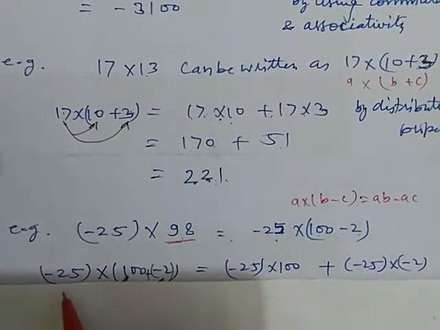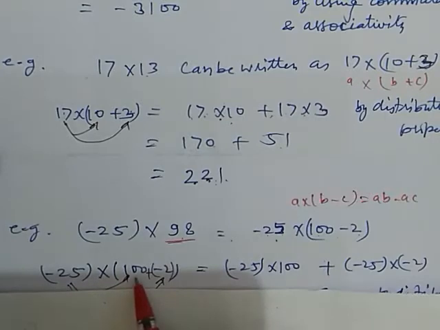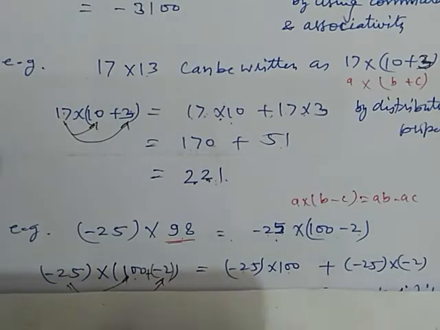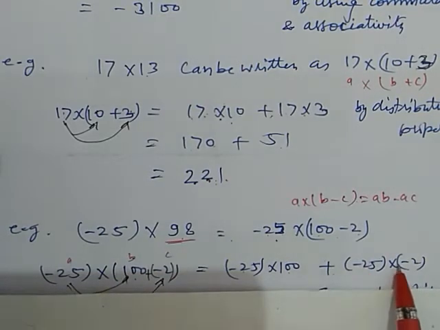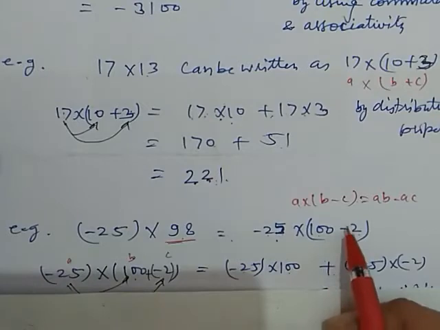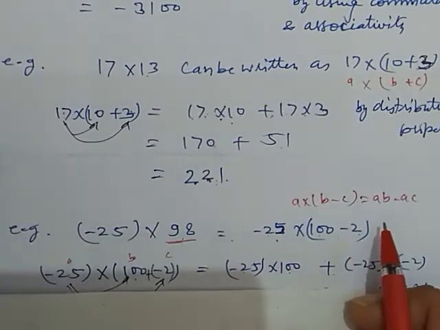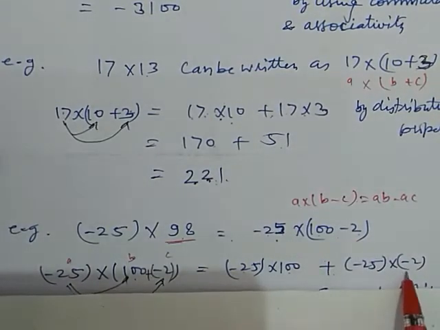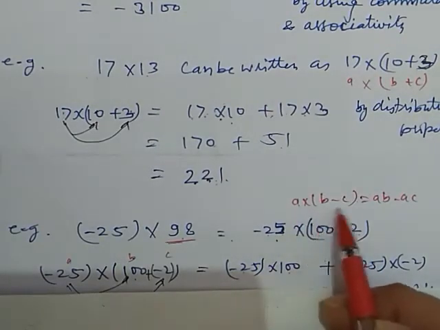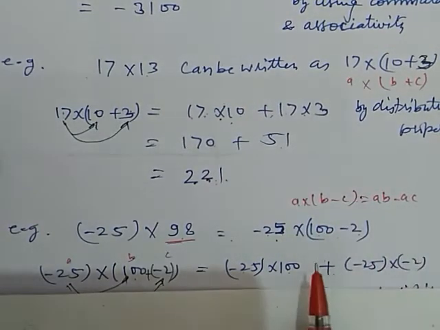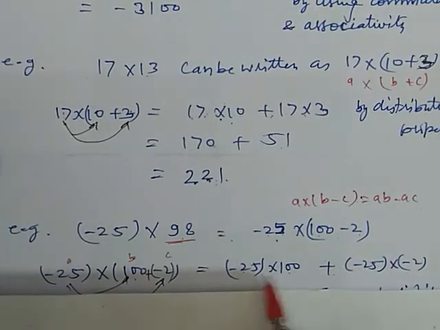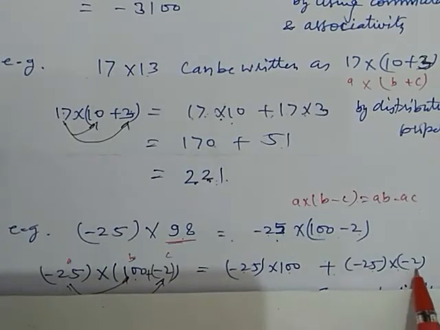we multiply this. Minus 25 into 100 and minus 25 into minus 2. So minus 25 into 100. This is our A, this is B, this is C. So AB plus AC. If we put plus here and minus 2 separate, then we can use this. If we directly use A into B minus C, then AB minus AC. Whatever you want. So this is minus 25 into 100 plus minus 25 into minus 2.